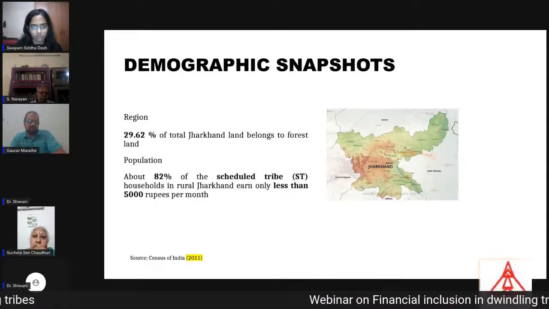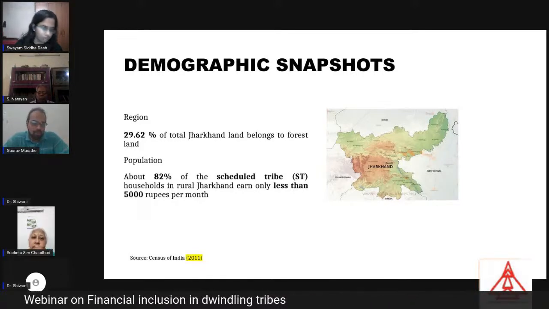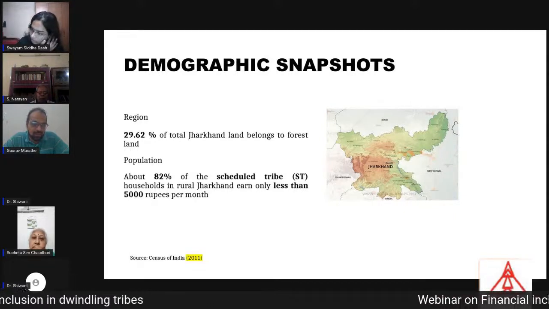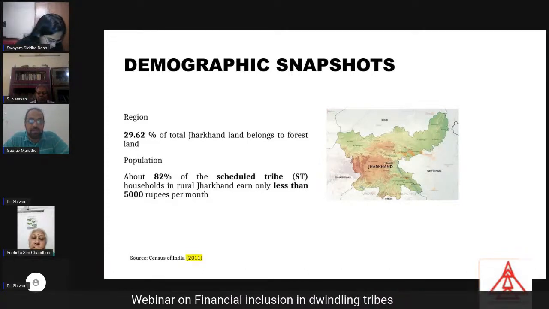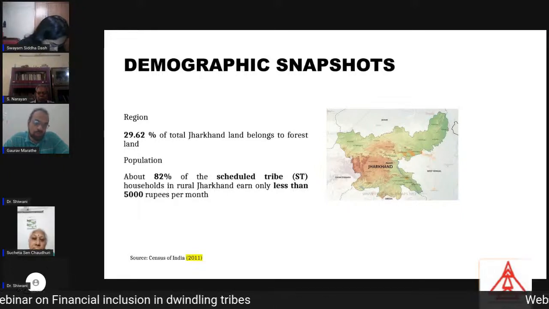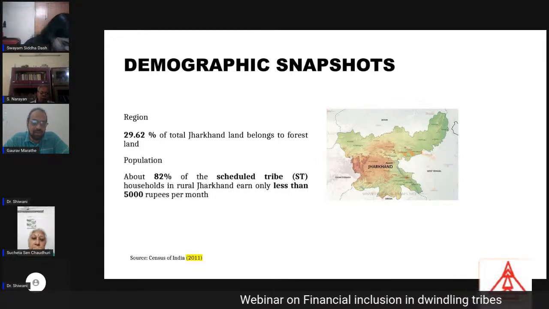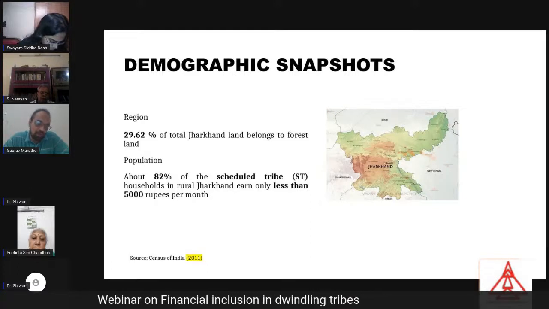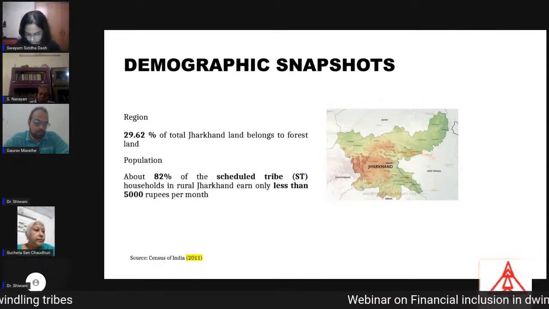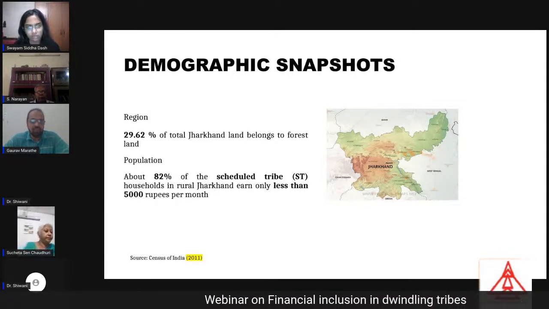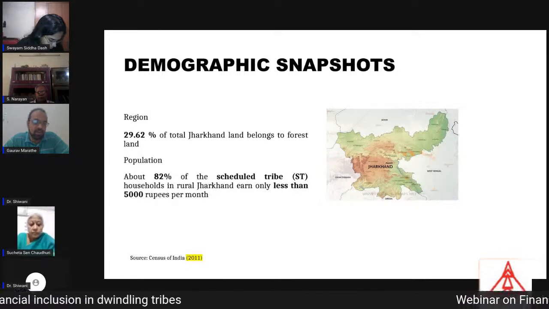To give some data points, I'm going to speak particularly in the context of Jharkhand. From the Census of India 2011 data set, 29.62 percent of Jharkhand's land is forest land. Now that's huge. Almost 3 out of 10 parts is forest in Jharkhand, and many of the tribal communities are still forest-dwelling communities. They rely on the forest for many things, and even then, 82% of scheduled tribe households in rural Jharkhand are earning less than 5,000 rupees per month.